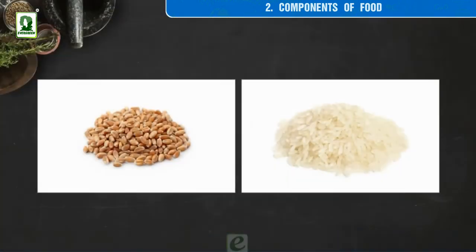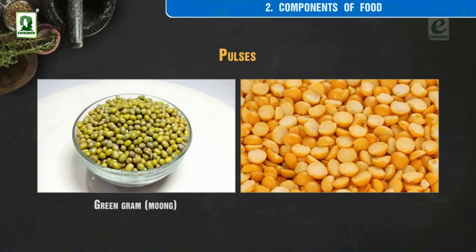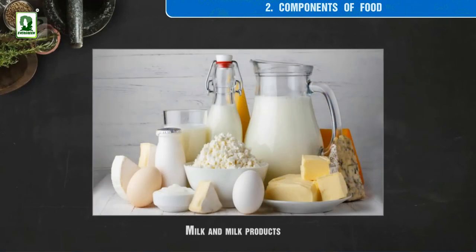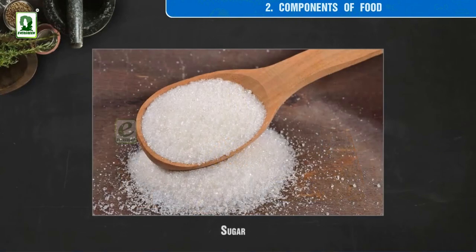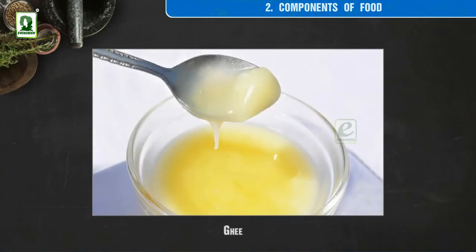In general, our food consists of cereals like wheat and rice. Pulses like green gram, moong, and pigeon pea, arhar. Milk and milk products. Sugar. Oil or ghee.